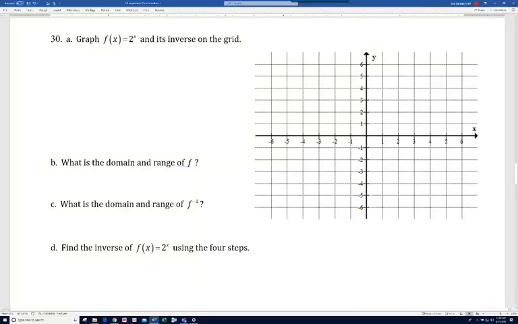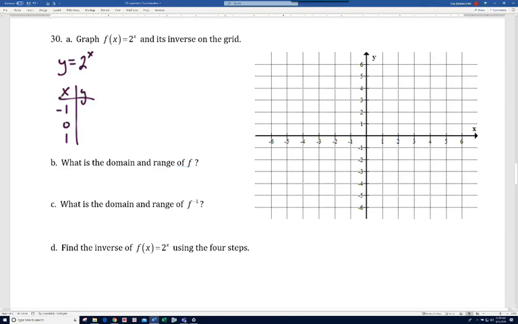In this video, I'll be completing the second part of the video on logarithmic functions. So it says here, graph f of x equals 2 to the x power and its inverse on the grid. So first of all, I'm going to go ahead and change to the y notation, and I'm going to make an xy table. And we learned when we graphed exponential functions that we would choose x to be three different values, -1, 0, and 1.